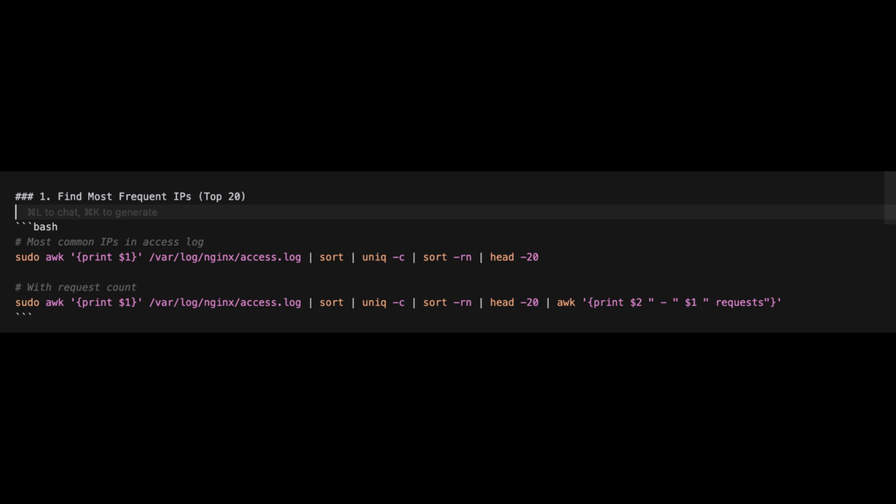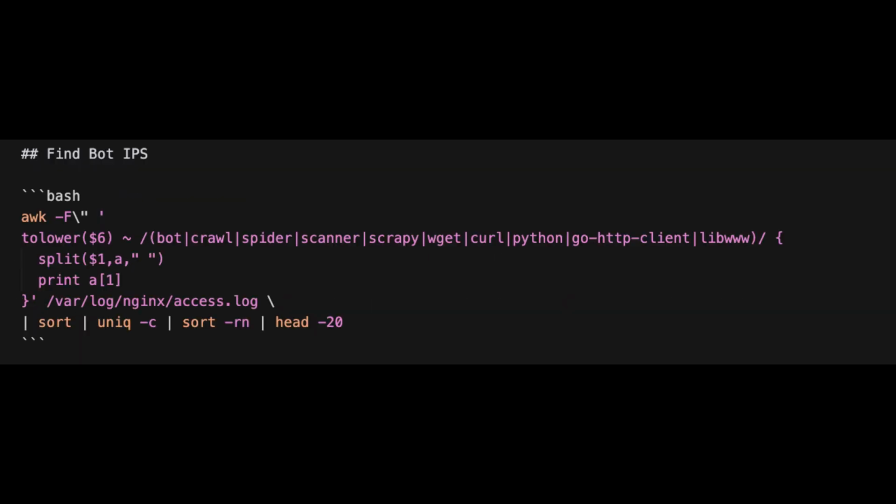Then I focused on bots. Bots usually say so in their user agent, words like bot, crawl, spider, scanner, and so on. I used another command that goes through the log, finds lines with those words in the user agent, and prints the IP. I sorted and counted those IPs to see which bot IPs were most active.